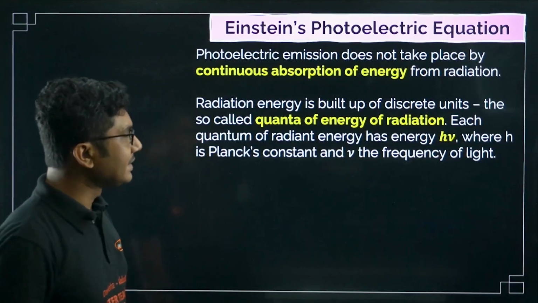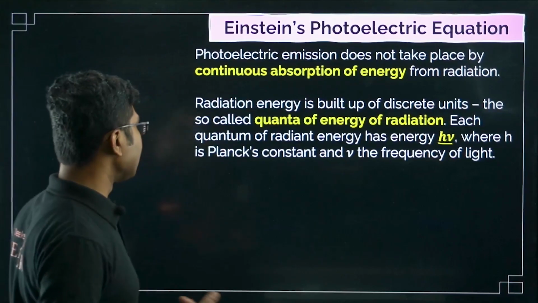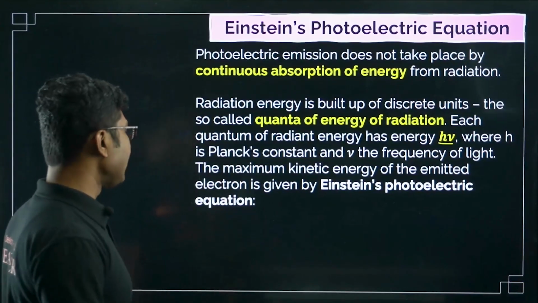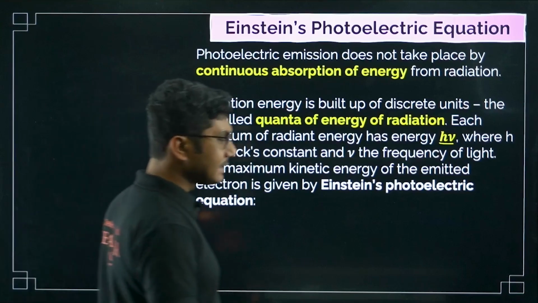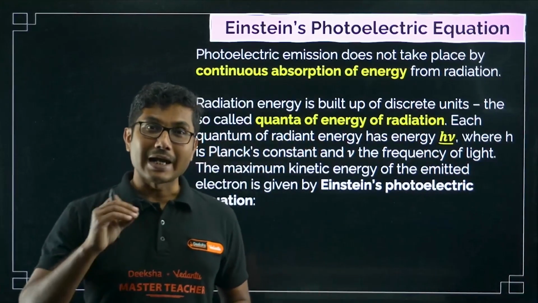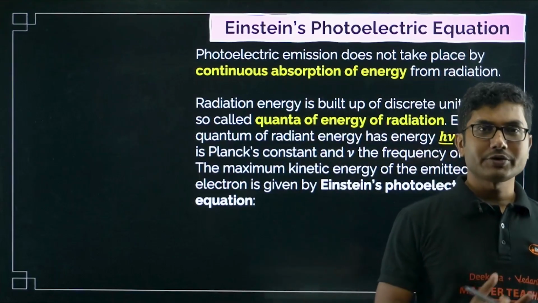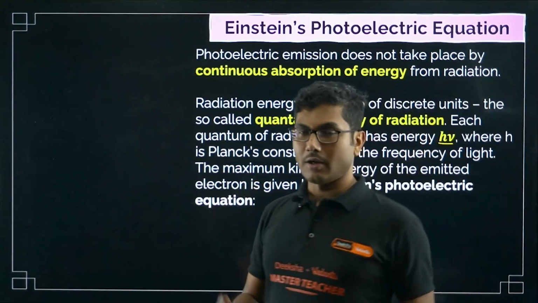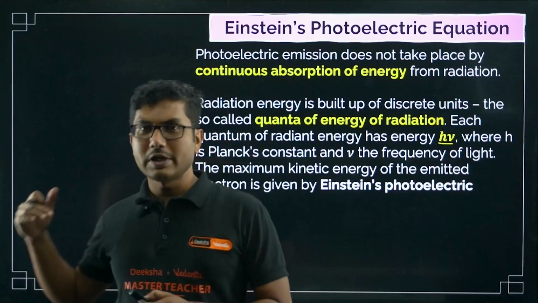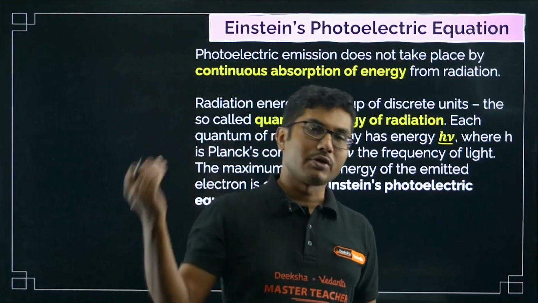Each quantum of radiant energy has an energy h nu, where h is Planck's constant and nu is the frequency of light. The maximum kinetic energy of the emitted electron is given by Einstein's photoelectric equation. Whatever quantum energy is transferred goes to the electron directly. The metal is not involved here. That is why it is an instantaneous process. In the heating process, heat is slowly transferred from the metal to the electrons, then electrons come out, so this is a slow process. But in photoelectric emission, the light falls on the metal, the electrons directly absorb the photons and come out of the metal surface.